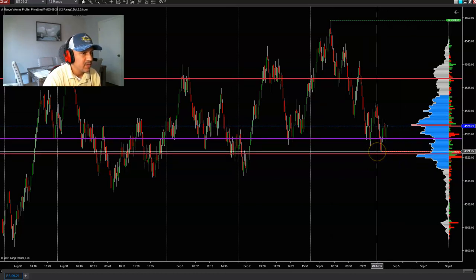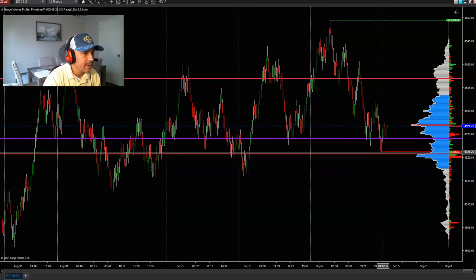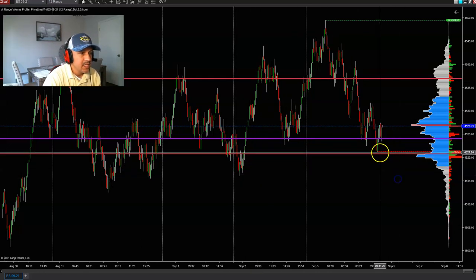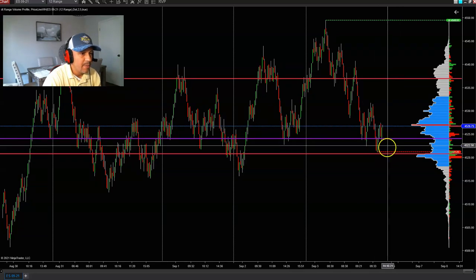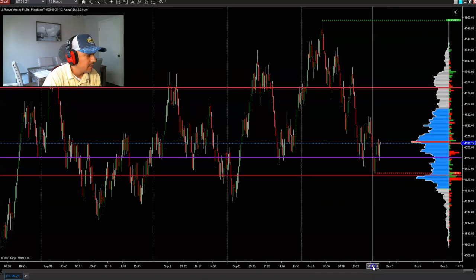So that was an area there, and now price is bouncing right there. Actually, this is probably the first test of that area right there. So this is the first test. Let's see if we get a pullback to this area right here around 45.21. And that's what I'll be looking for.